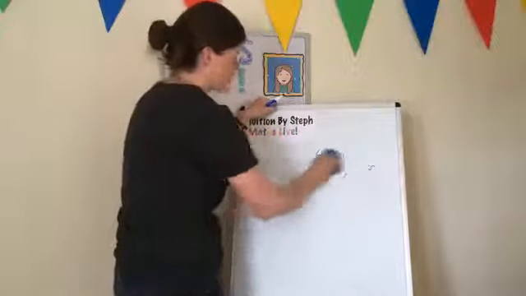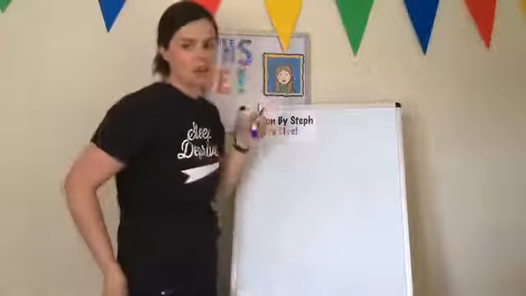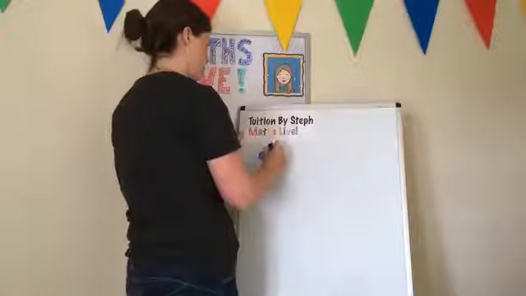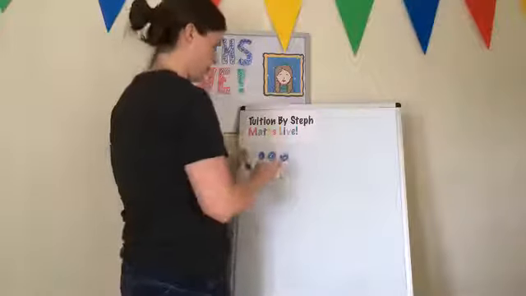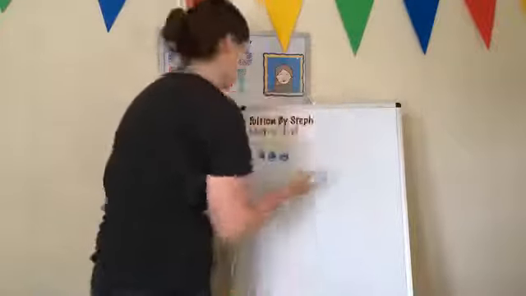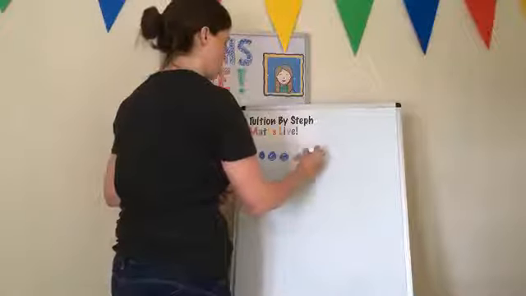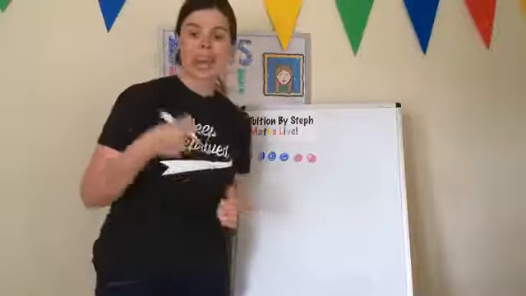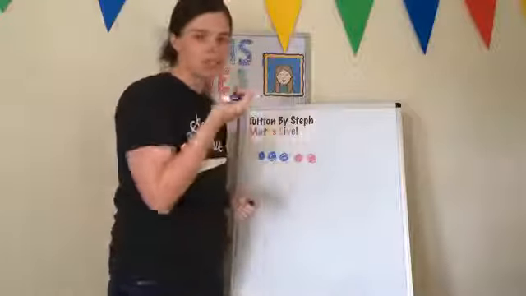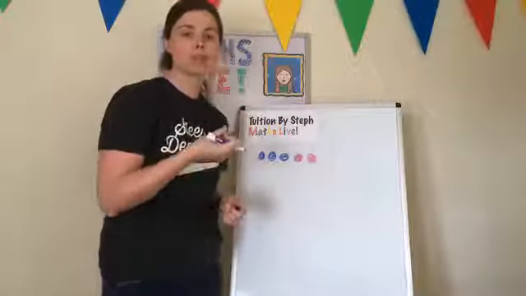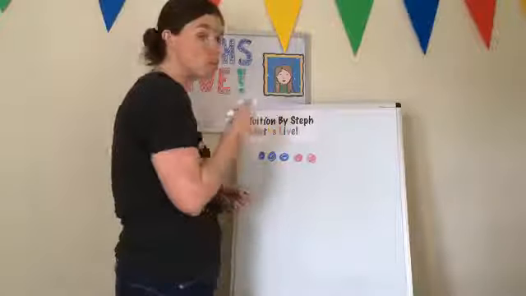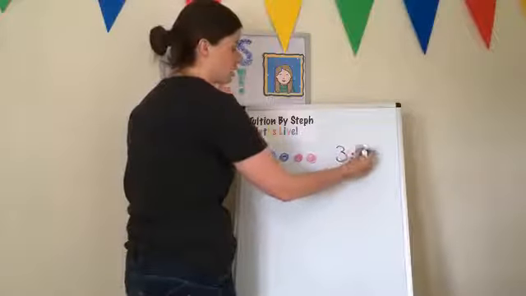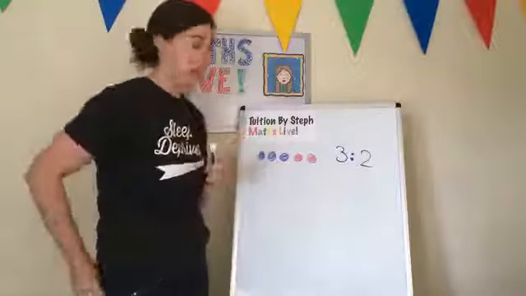Now, that's numerical. I like to start showing ratio with colours. So in this ratio pattern, I've got 3 blue circles and 2 pink circles. And I might get asked, what is the ratio of blue to pink circles? If you listen to the question, it says blue to pink. Because I've said blue first, the number of blue needs to come first. So there's 3 blue and there's 2 pink. So the ratio of blue to pink is 3 to 2.